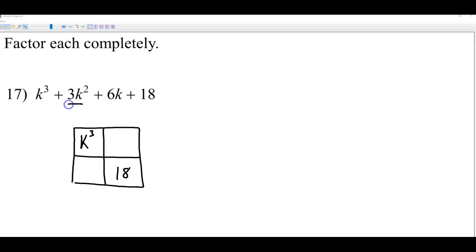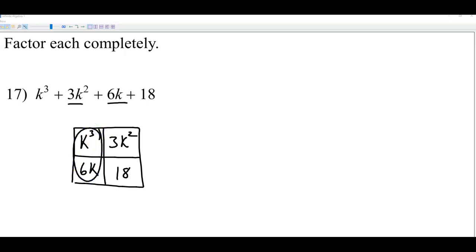This one has 4 terms, and the one with 4 terms, like the one with 3 terms, is also a box method, but it's a little bit different in that you still put the k cubed here and the 18 here, but the other 2 numbers just go in the boxes that are left over. And what's good about this one is there's really no guessing and checking. If you know how to find a GCF, you can get the right answer on your first try. So you look for what these have in common.